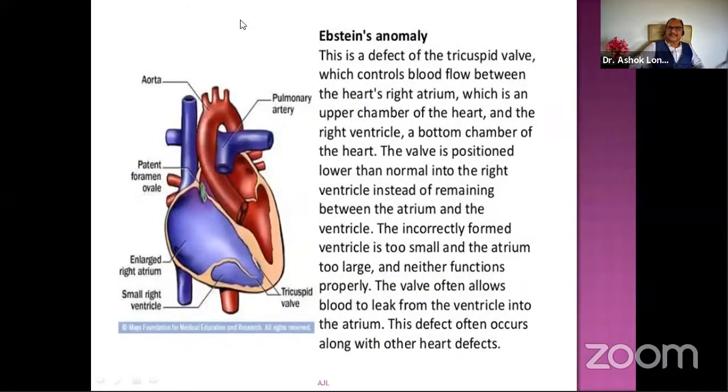This one is an anomaly, also an embryological problem. I will not read all this. The simple thing is there is a maldevelopment of the right atrioventricular wall. Now, if the wall is not developed properly, there is an enlargement of the right atria and a very small area of the right ventricle.